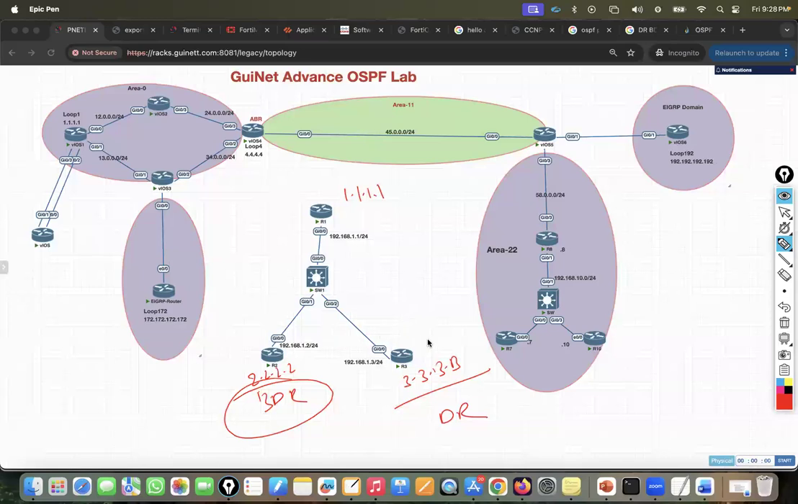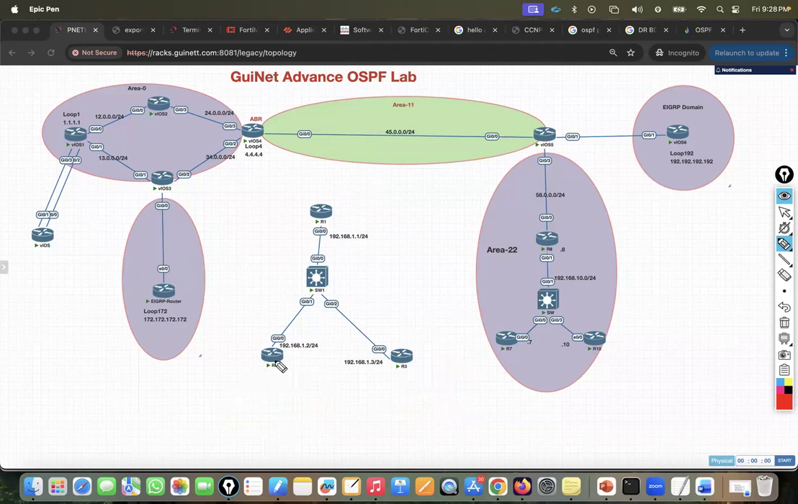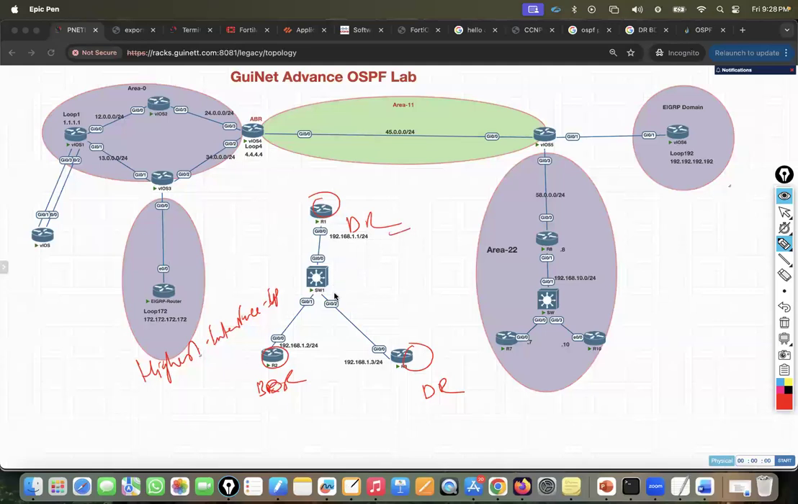Now, if there is no router ID configured, then who is going to become DR and BDR? The highest interface IP. Yes, the interface IP. So which is going to be DR and BDR in this case? This one, 1.3, is going to be DR, this is going to be BDR, and this is going to be DR others. So this is how it is going to select by the interface.